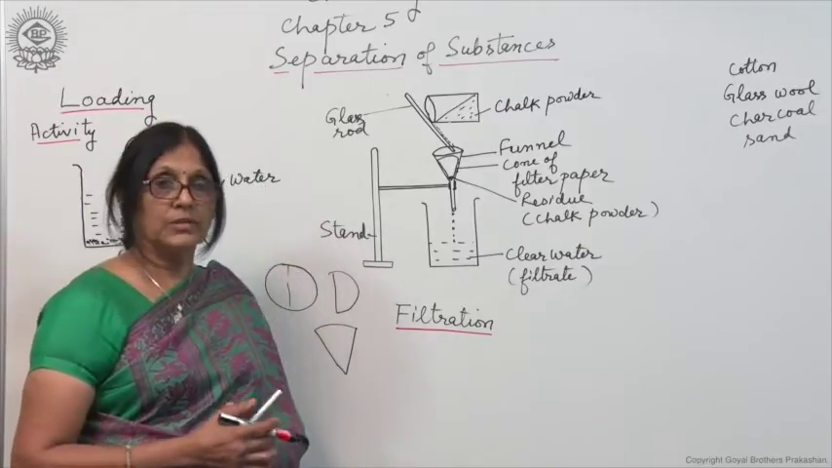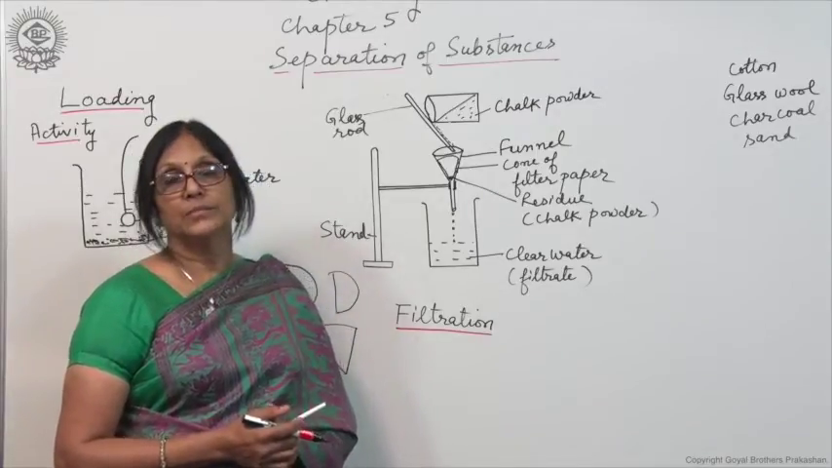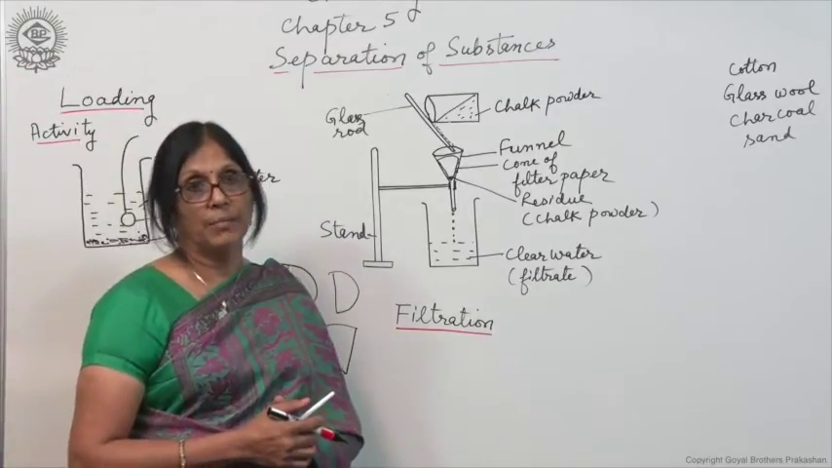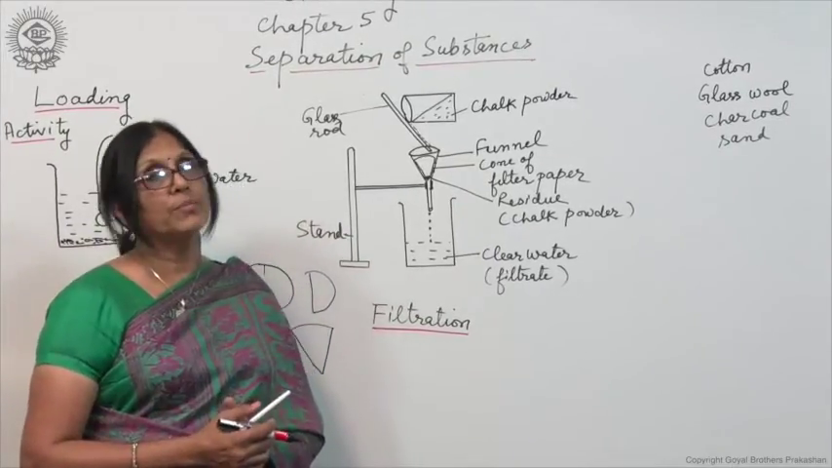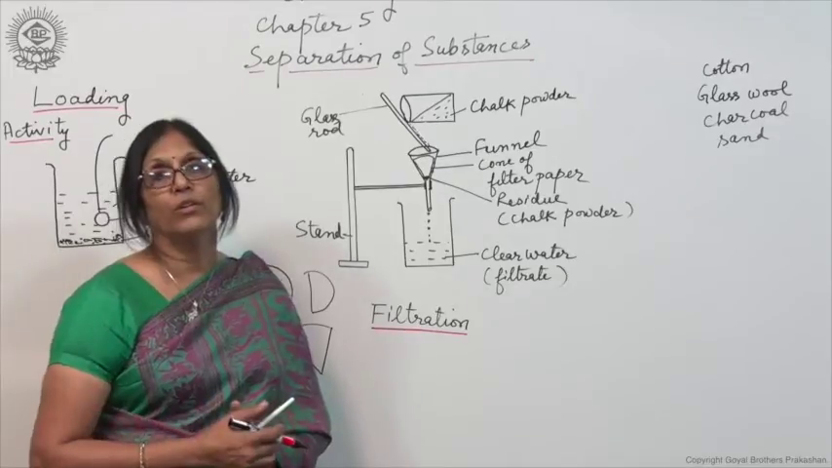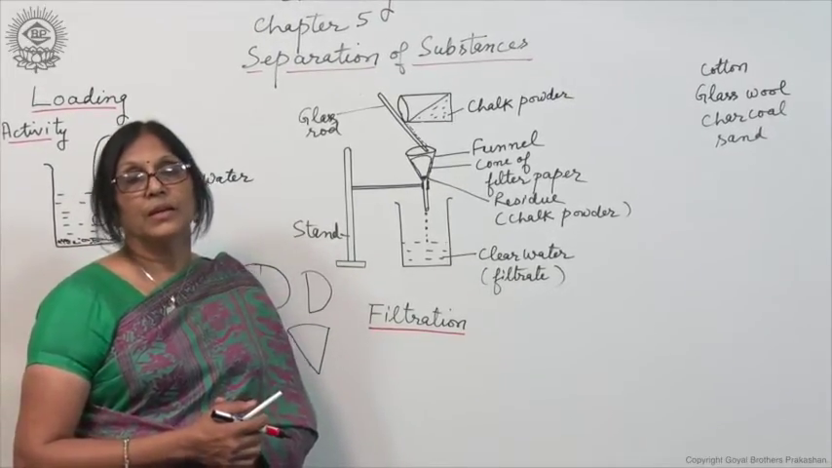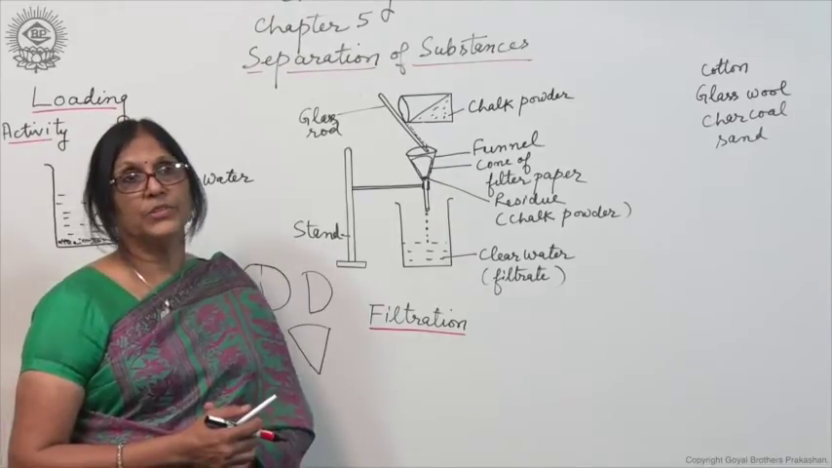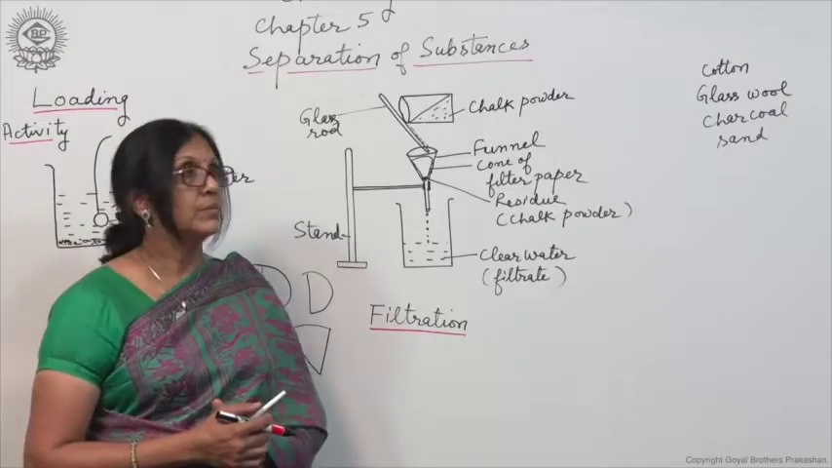Now you will study osmosis and reverse osmosis later on, but by using this semi-permeable membrane, what happens? Only clear water passes through the semi-permeable membrane, leaving behind all the dissolved salts in it, and then it can be used for drinking purposes because it removes all the dissolved salts.